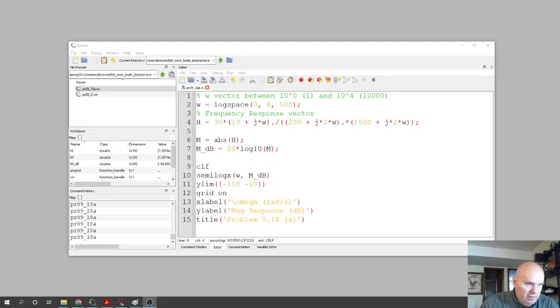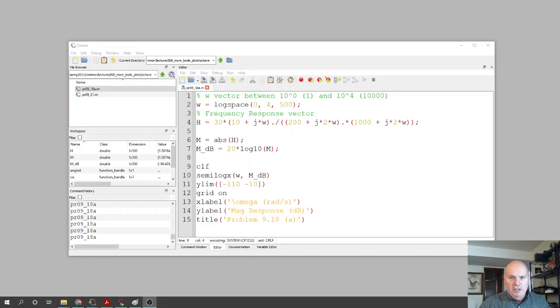Let's continue that example that we started in the previous video. It was problem 9.18a from the textbook, and we had used the Bode method to draw the magnitude response. Now, in the past, I've used l08 to come up with the magnitude response when we had the circuit. Here we weren't given the circuit. Instead, we were given a mathematical expression for the transfer function.